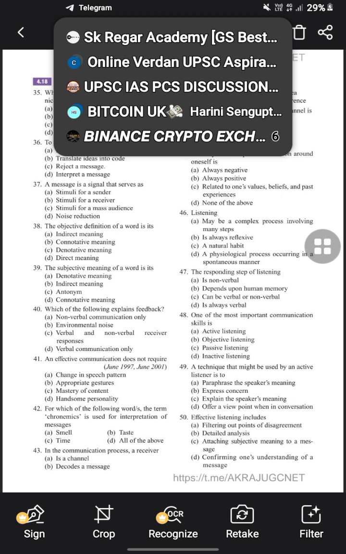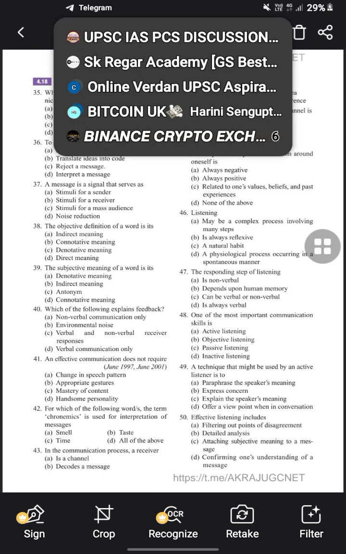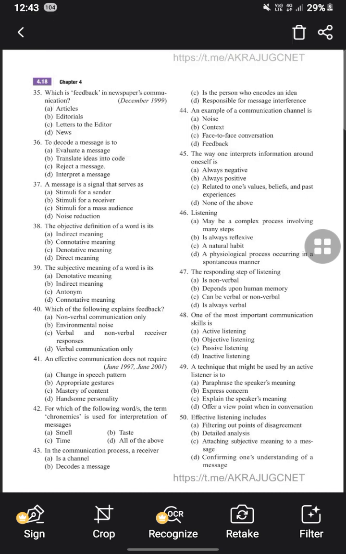Which of the following explains the feedback? 40 is C, that is verbal and non-verbal receiver response. An effective communication does not require what? 41 is D, that was a handsome personality, not required. Which of the following is used for the interpretation of the message? 42 is C, that is time. In the communication process, a receiver is what? 43 is B, that is to decode a message. An example of a communication channel is what? 44 is C, that is face-to-face conversation.